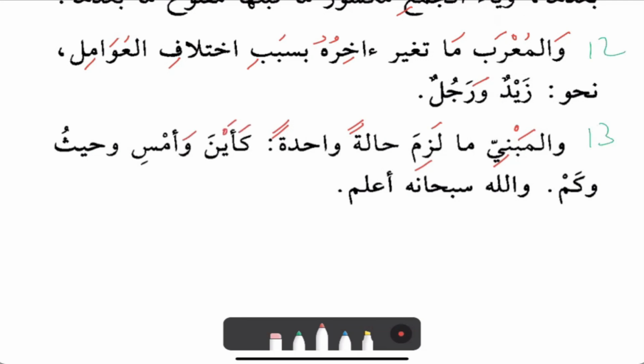كأين وأمسي وحيث وكم. So like aina, it doesn't change. You don't say ainu, aini. You don't say amsu, amsa. You only say amsi. You don't say haytha, haythi, meaning not because of anything influencing it. Ibn Hisham told us about that word haythu, if you remember.